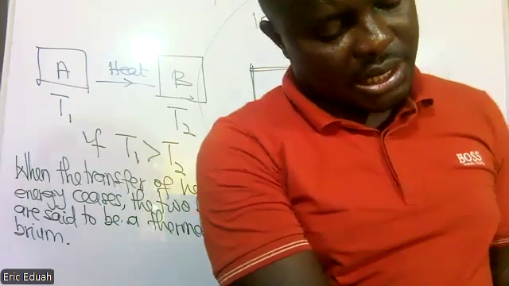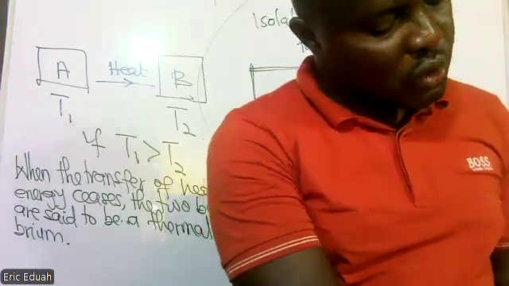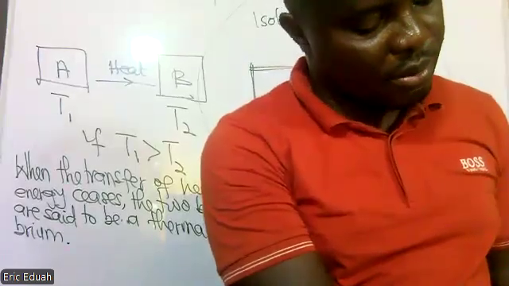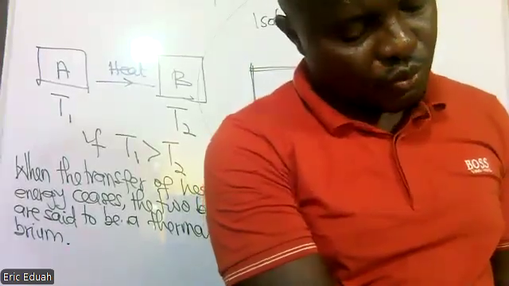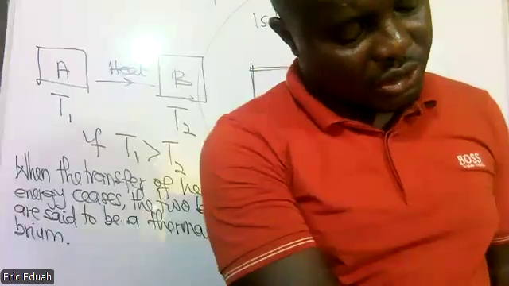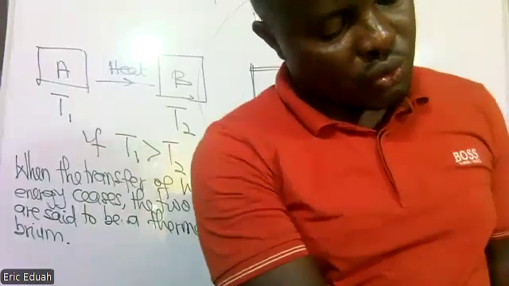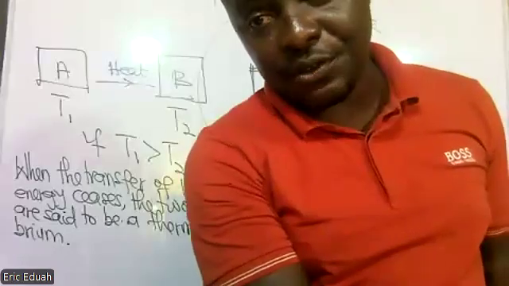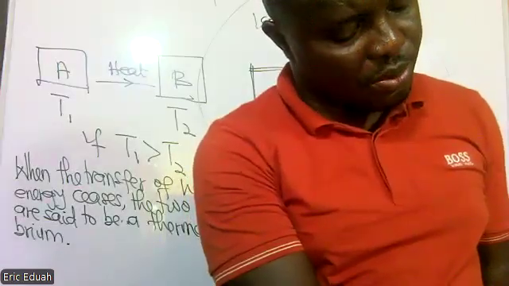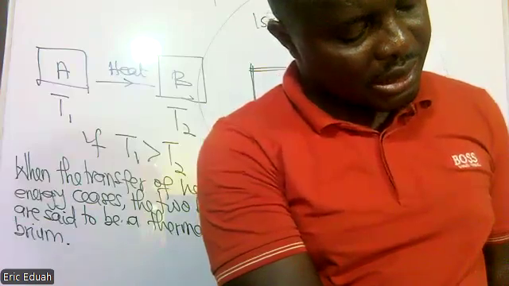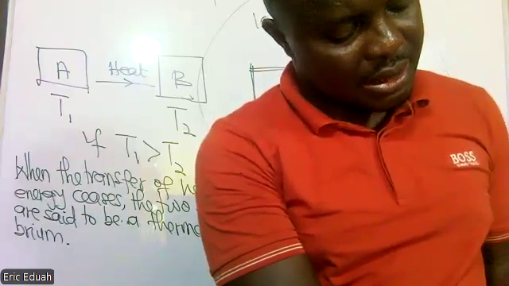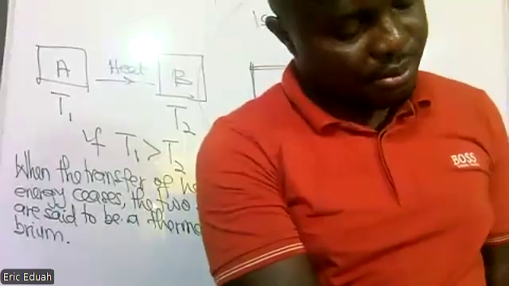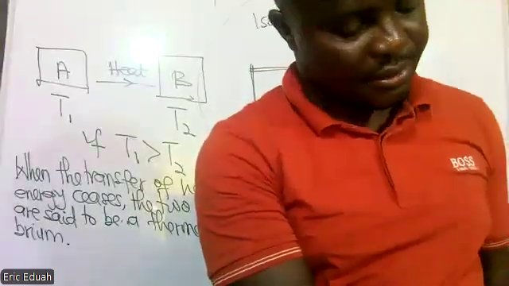How much heat energy is required to raise the temperature of 8.0 kilogram of aluminium from 20 degrees Celsius to 25 degrees Celsius if the specific heat capacity of aluminium is 900 joules per kilogram per Kelvin?